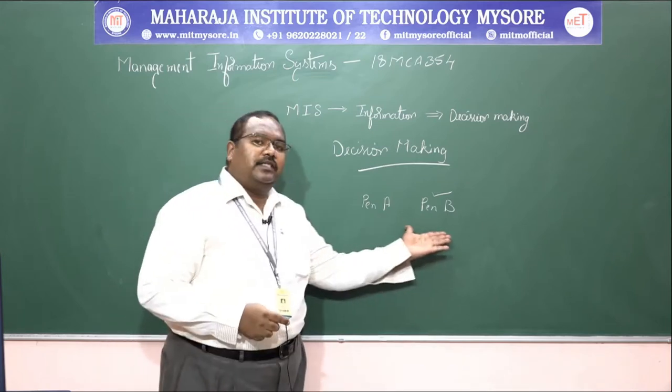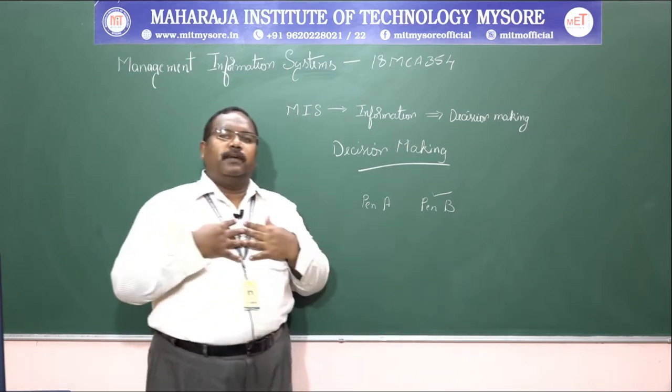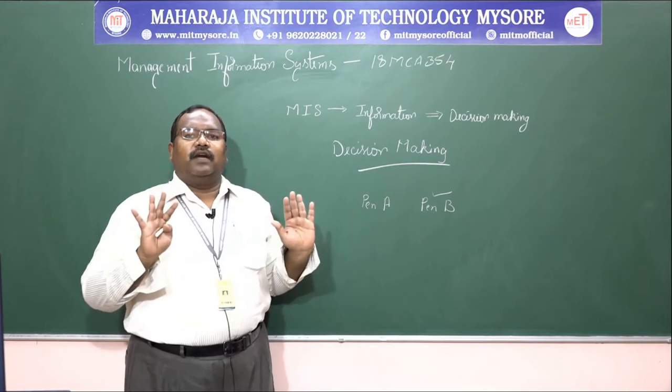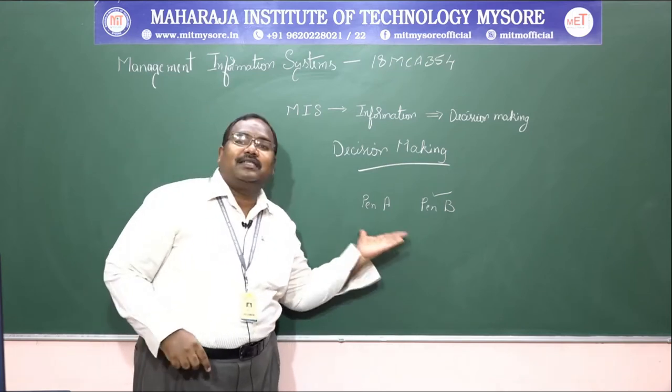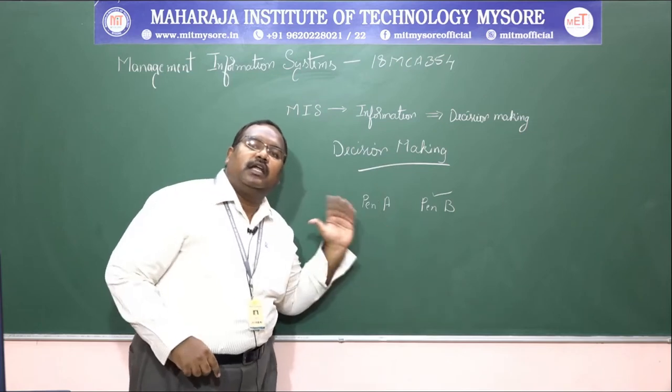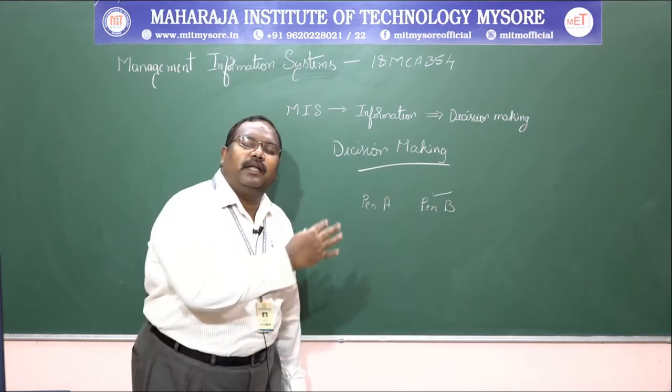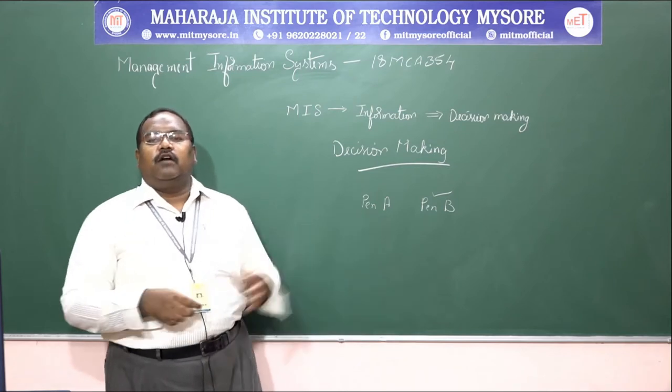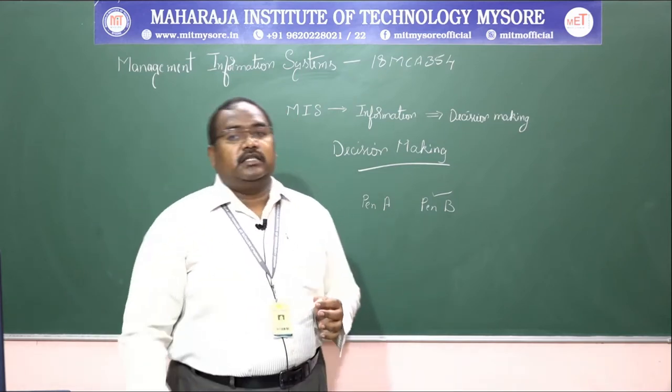Now I am able to come to a settlement saying that I'll buy pen B and I am satisfied with this. Means you are able to come to a settlement stating that you are satisfied with pen B, so leaving pen A, that is, cutting off pen A. This is the meaning of the word decide or decision making.